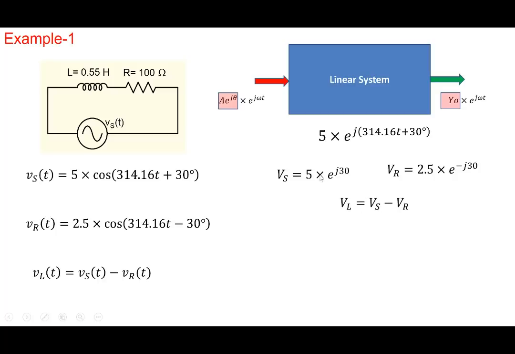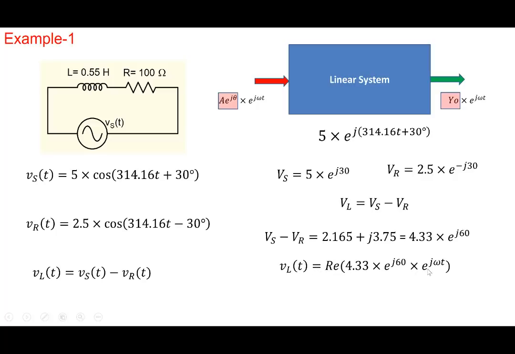So everything you do with these quantities here, these complex quantities. And so we can do that, Vs minus Vr, we can write this into a complex quantity here, and we get this, we express it back as 4.33 e to the power j60. So this is VL. But now let's do what? Let's add the e to the power j omega t here, because it is there as part of all my signals.